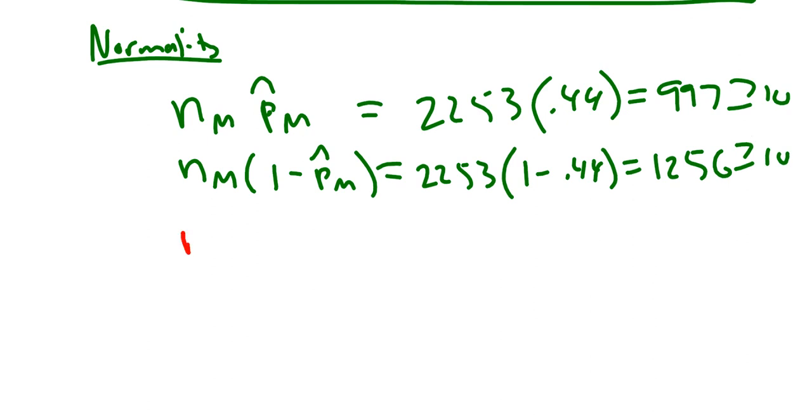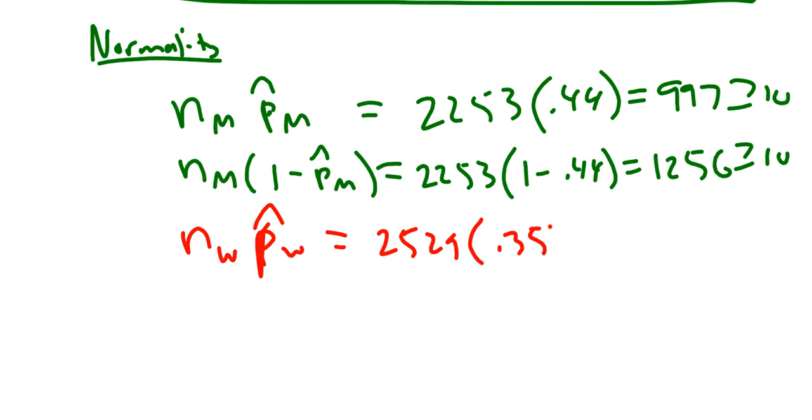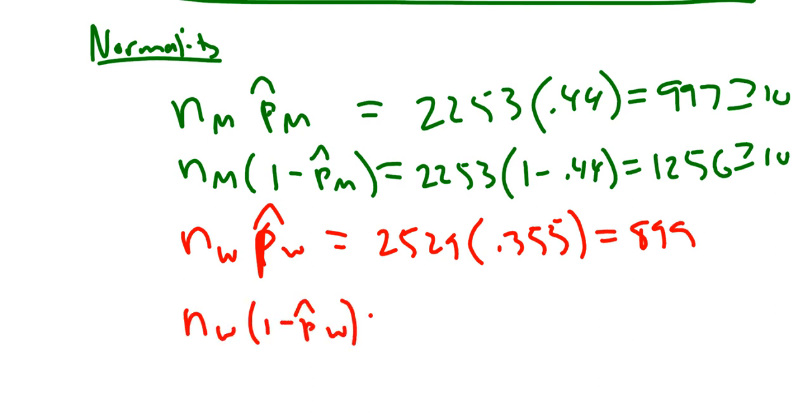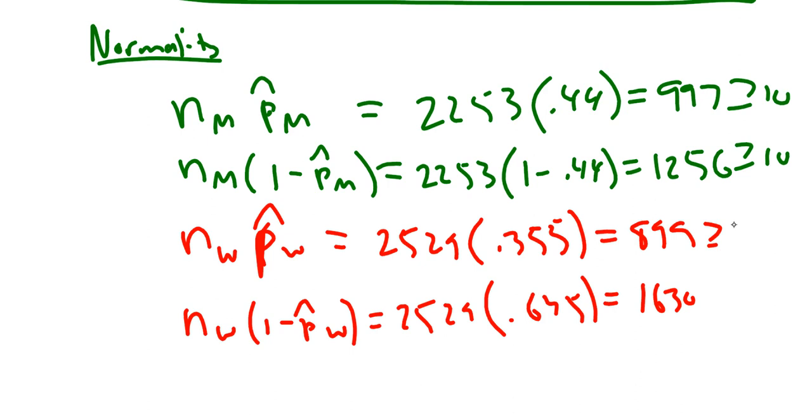We now need to do the same thing for the women. And for women, n times p hat women is 2529 times 0.355, which ends up equaling 899. And then you have n for the women times 1 minus p hat for the women, which is 2529 times 0.645. So 2529 minus 899, and we get 1630. So here you are. These are both great. All these things are greater than or equal to 10.